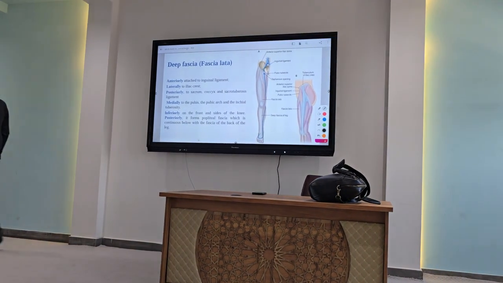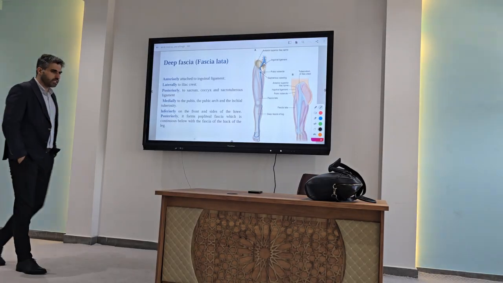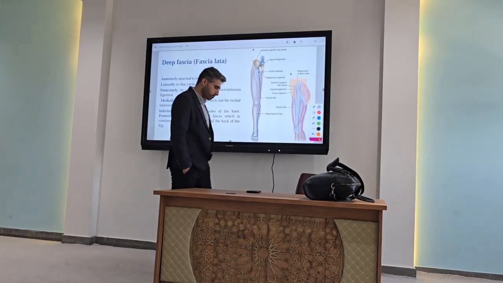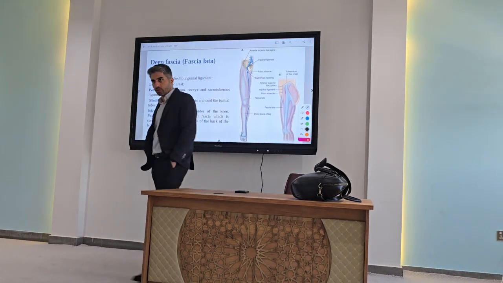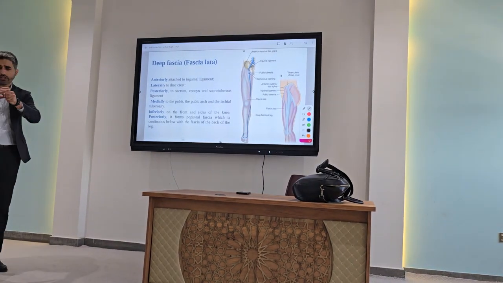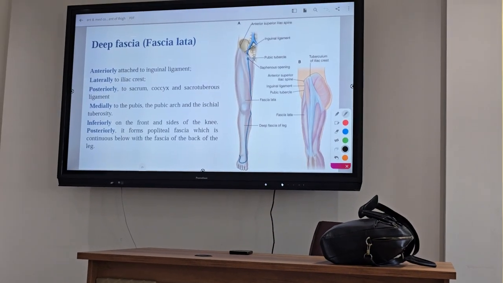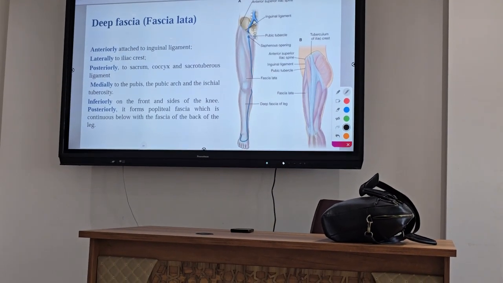Now let's talk about muscles and deep fascia. You know that in the body, after skin and superficial fascia, we have deep fascia. And deep fascia covers the muscles. They attach to the muscles, covering the muscles. Then you can see the muscles.